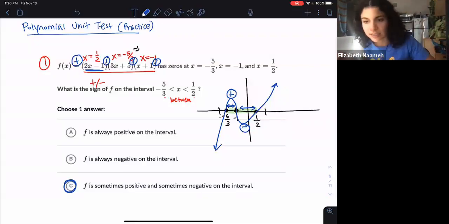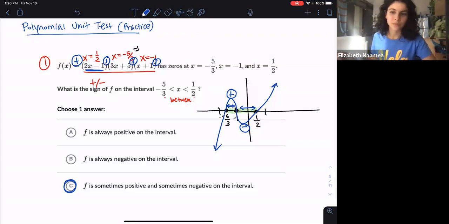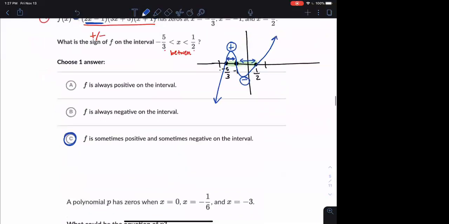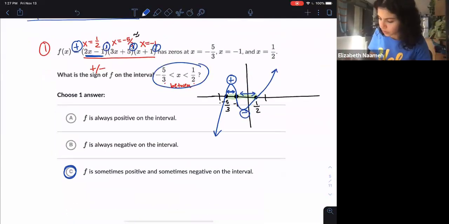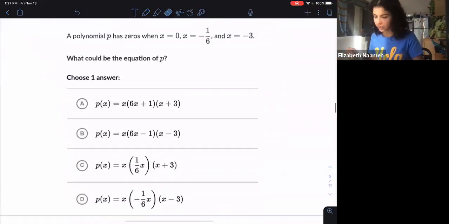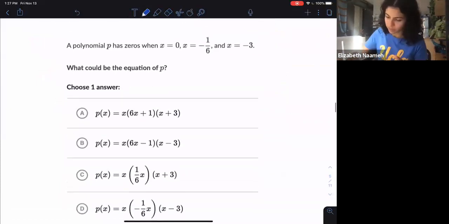Okay, any questions? Leslie, Anthony, Giselle, Ashley. You with me? Yeah. Okay, let's move on to the next one. So when you see this question, all they're asking you is what is the sign between those two numbers? Okay, next one. Let's call this number 2.